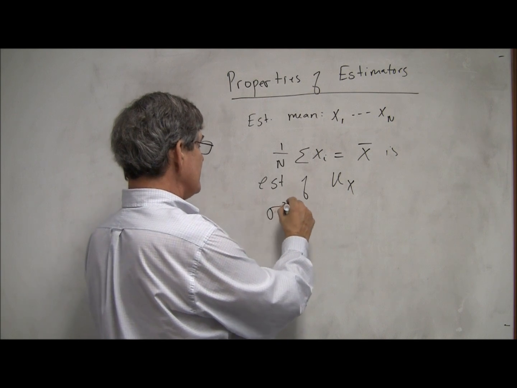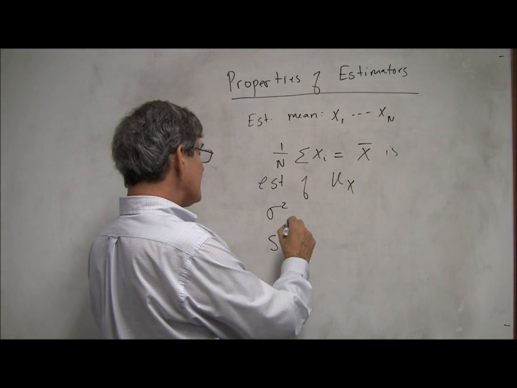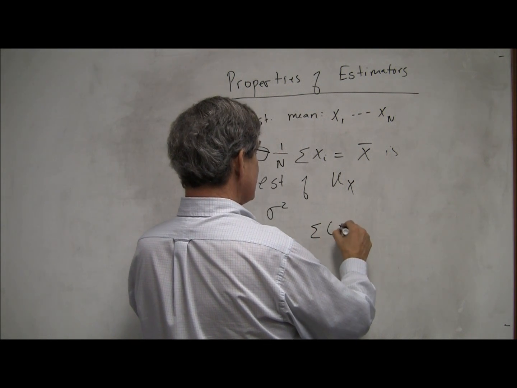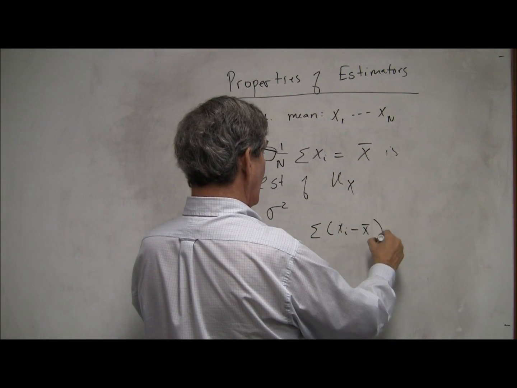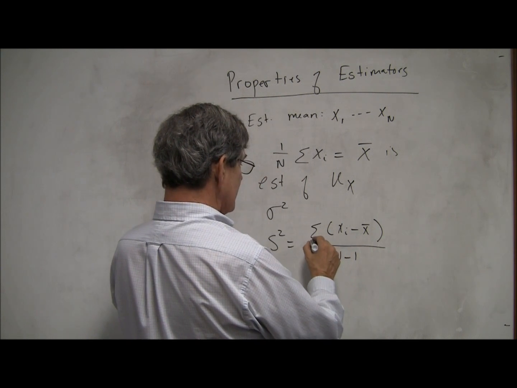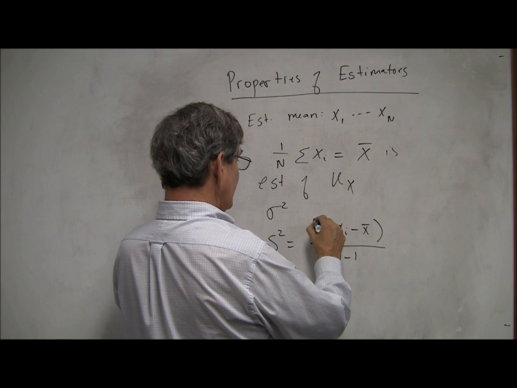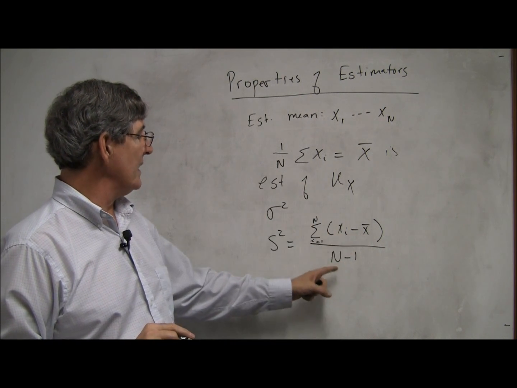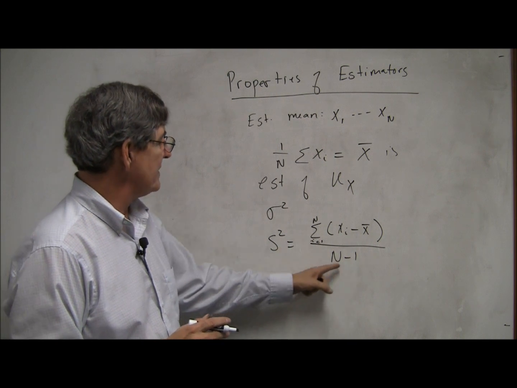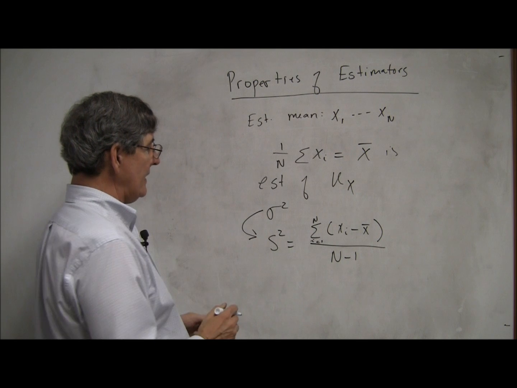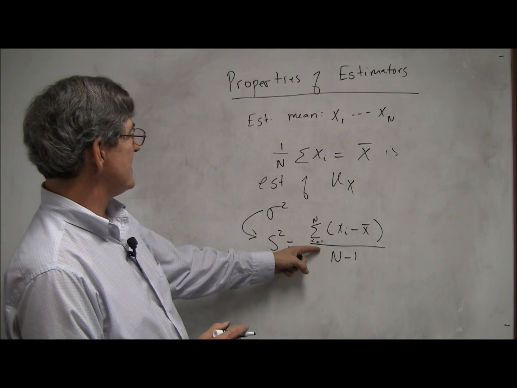Sigma squared is the true variance. S squared is the estimate of it. It is the sum of the (xi minus x bar) squared over n minus 1. It turns out you have to divide by n minus 1 for reasons we'll talk about later. That's called a degree of freedom correction. Because we calculated x bar, we lose 1 degree of freedom, so we have to divide by n minus 1. I'll come back to that later. So this is the way we estimate sigma squared.